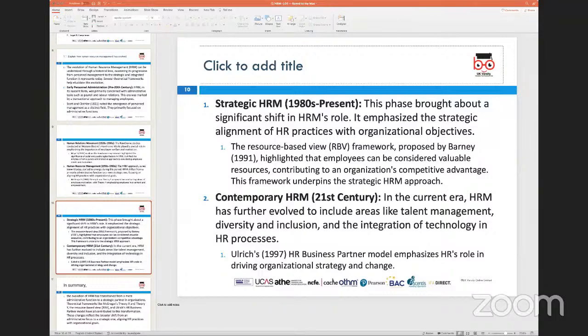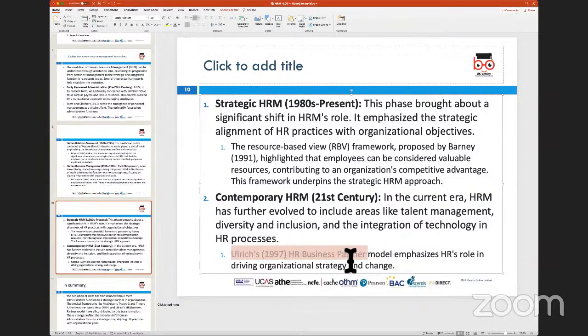This is where contemporary HRM has become critical in today's business landscape. There are challenges which businesses and organizations face because of the evolving nature of how companies work in a globalized economy, and because of this we see the rise of contemporary HRM within the 21st century.